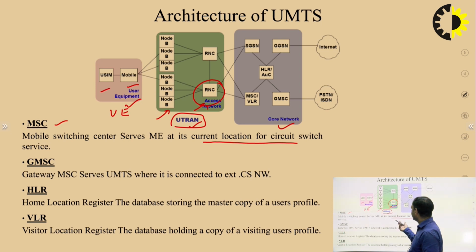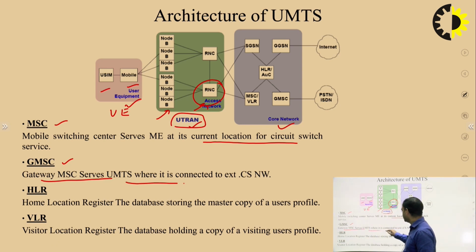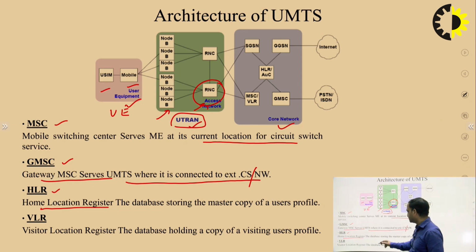You must know this sequence about the GSM, then only these things will be clear to all of you. As we said, this UMTS is the advancement of the GSM network, right. So this terminology will be there. Next is the GMSC, the gateway MSC, which serves UMTS, where it is connected to the external CS network. Then we have the HLR, the home location register, in which the database of the user or the mobile phone is stored as the master copy of the mobile user profile.